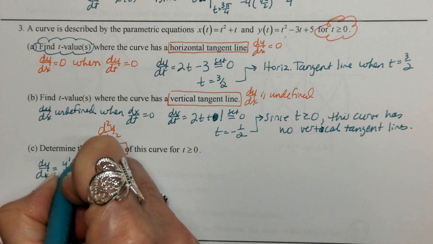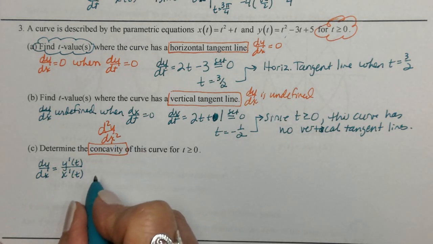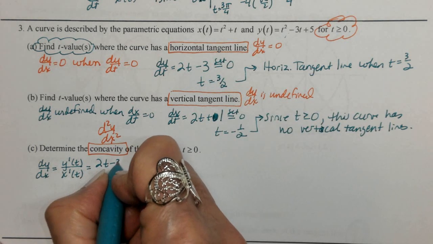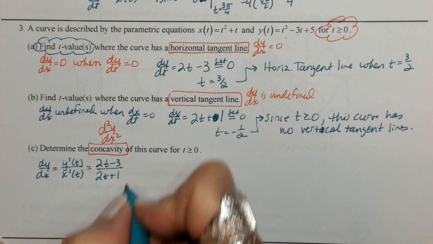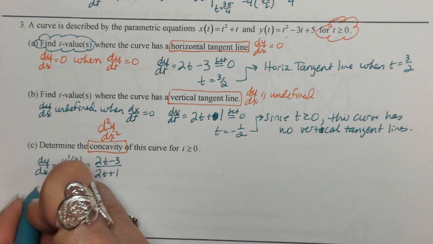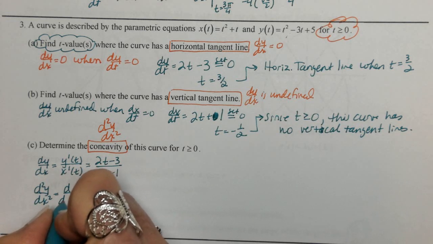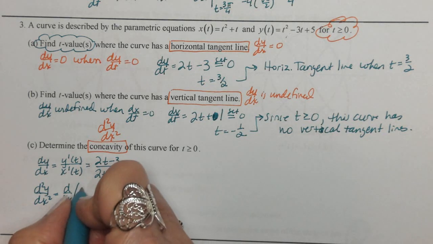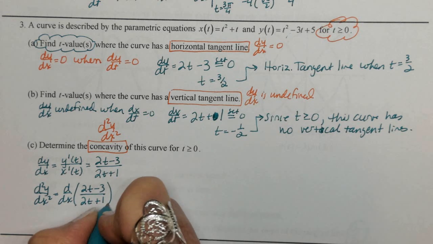That is y prime of t over x prime of t, dy/dt over dx/dt. y prime is 2t minus 3. x prime is 2t plus 1. And we cannot simplify that, so I just leave it like that. And now we're going to find the second derivative of y with respect to x, which is the derivative with respect to x of the first derivative of y with respect to x, (2t minus 3) over (2t plus 1).